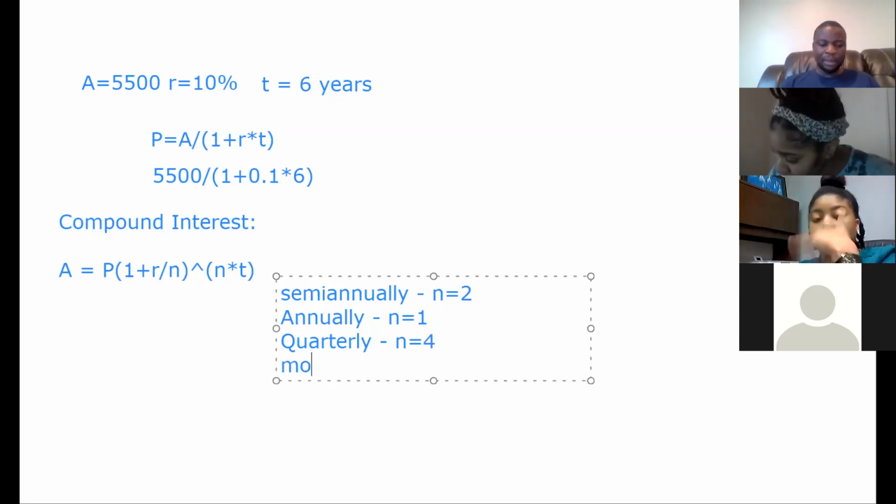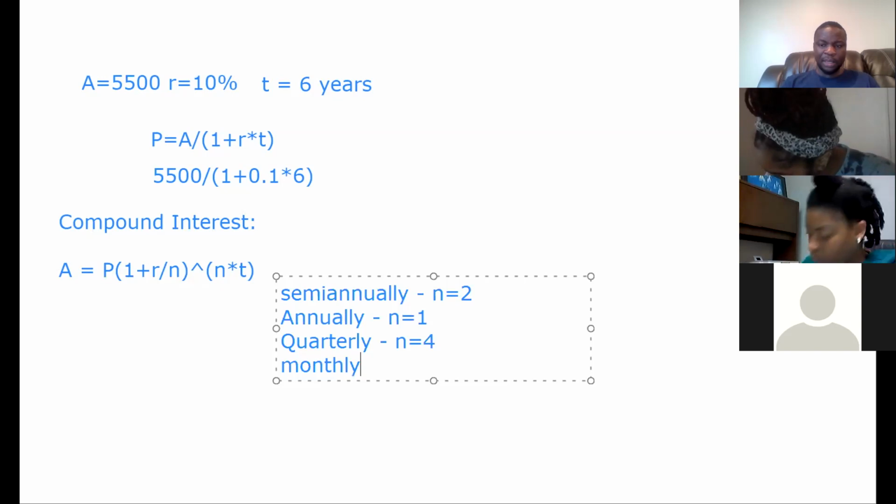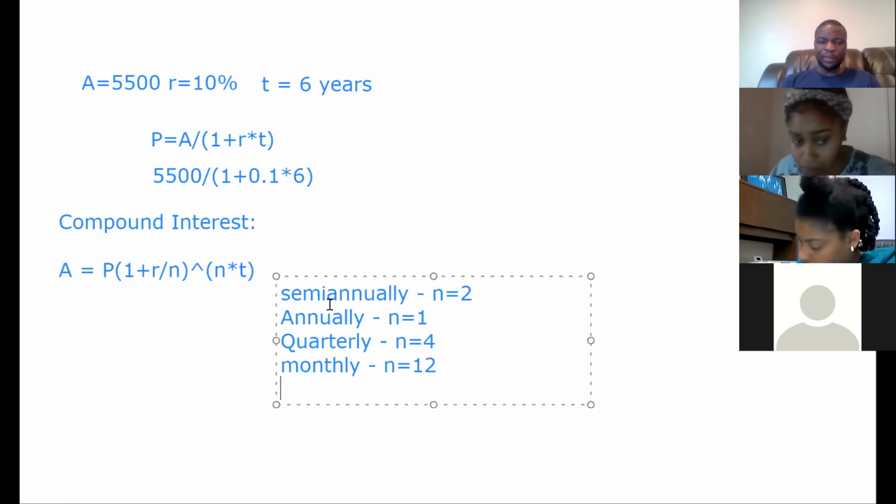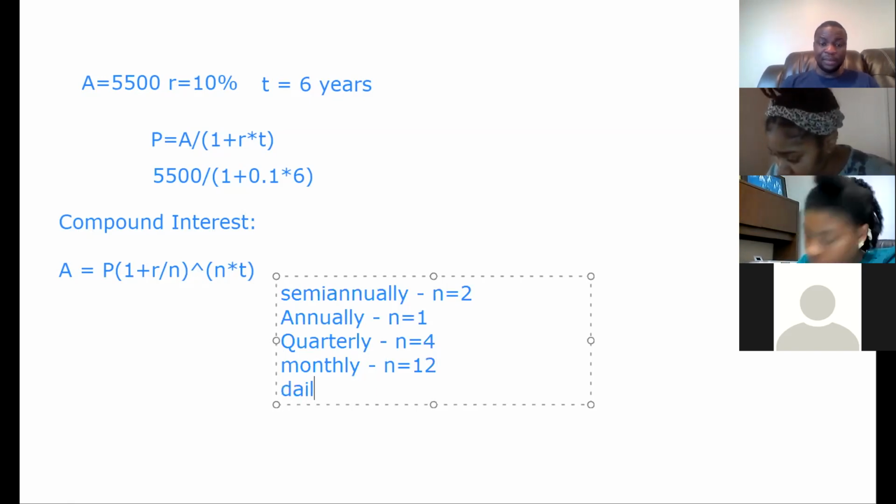If it says monthly, 12 months in a year. So that means your money is compounded 12 times a year. So your N will be 12. If it says daily, well, we're going to assume that there are 365 days in a year. So that means your money is compounded 365 times a year.